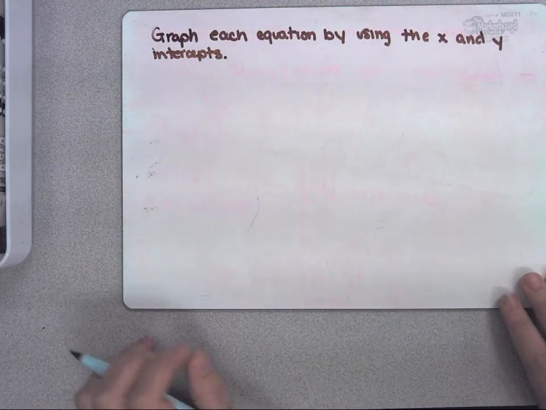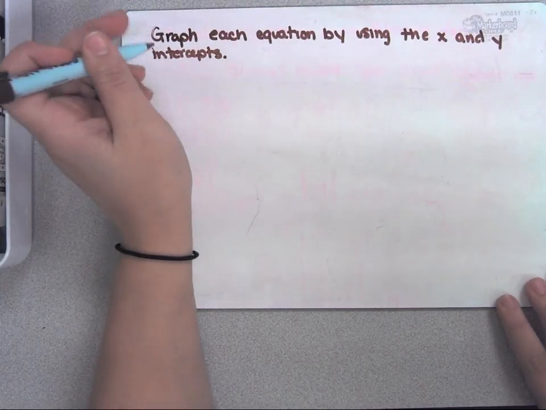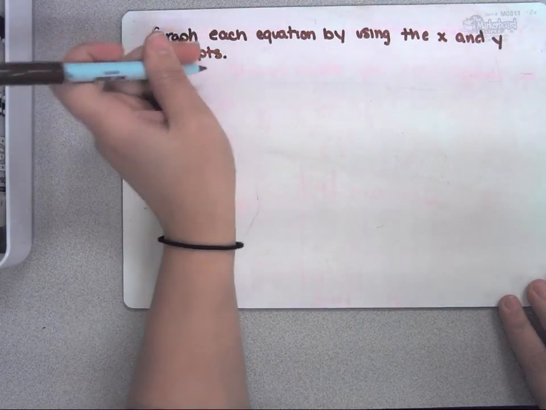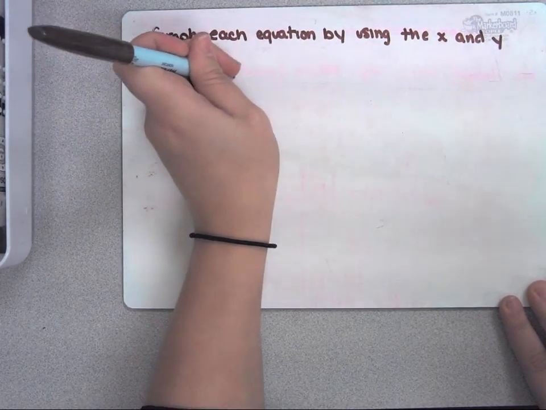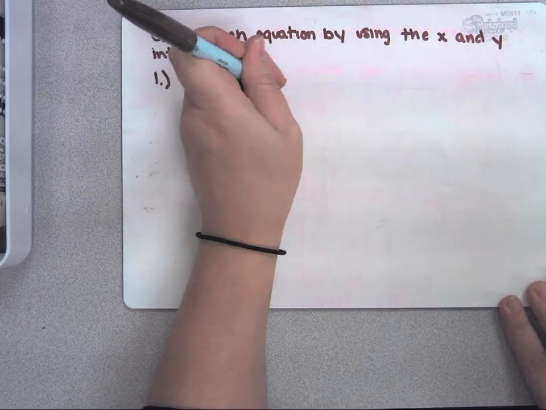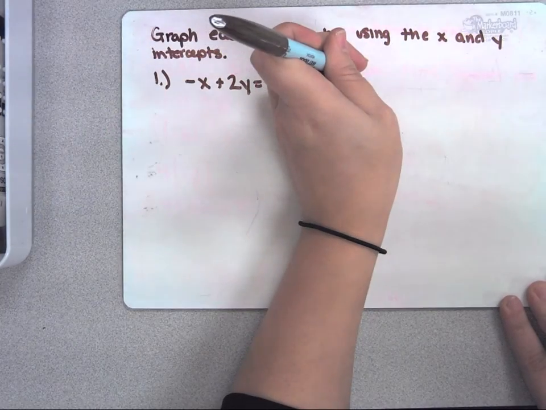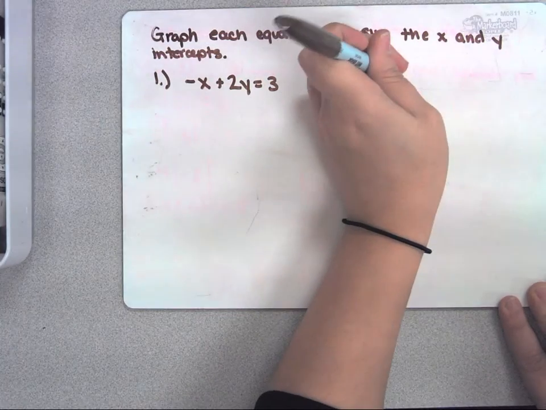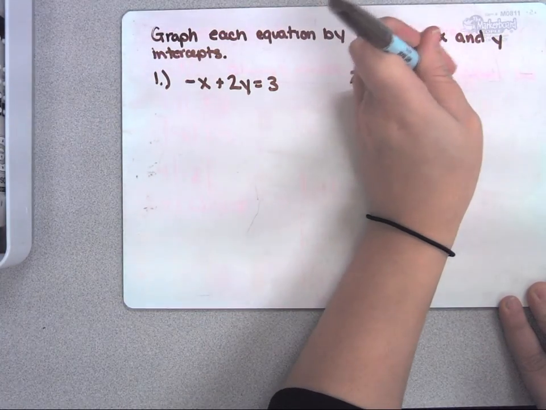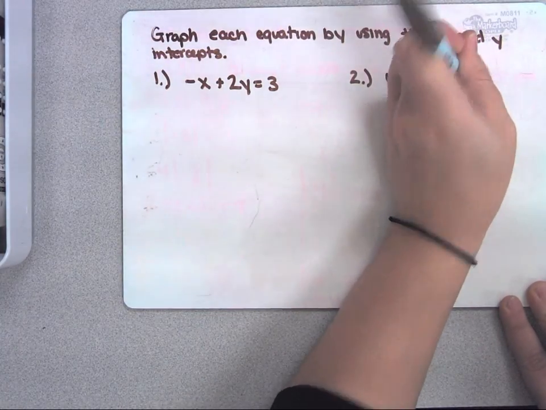So why don't we try this one, which is negative X plus 2Y equals 3. That'll be your first one. And number 2, Y equals negative X minus 3. There's 2 of them for you.